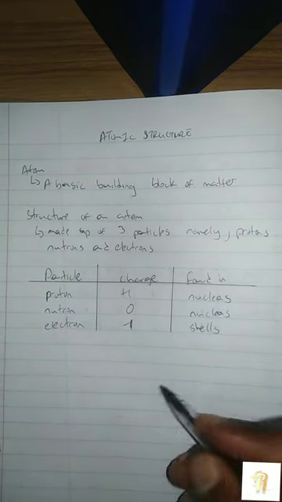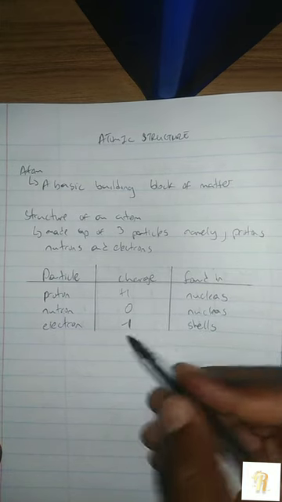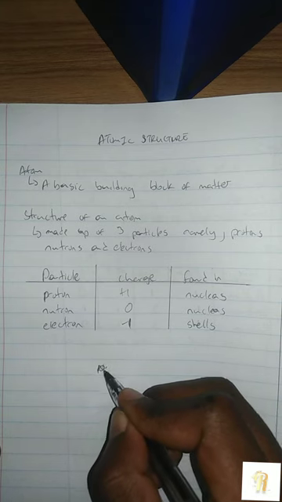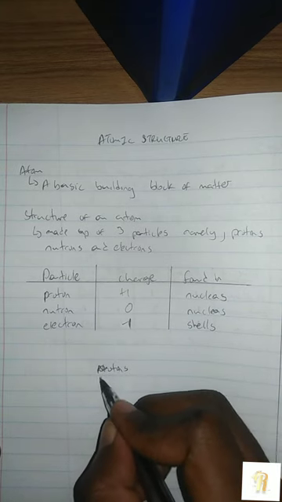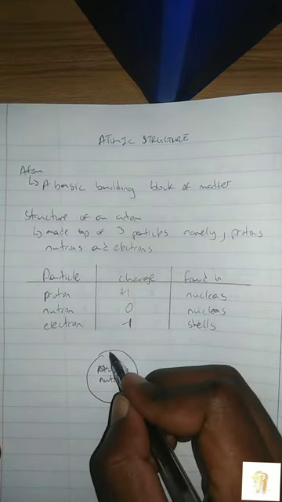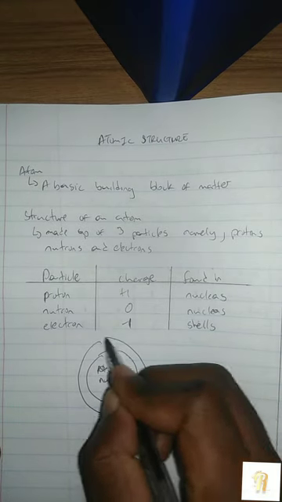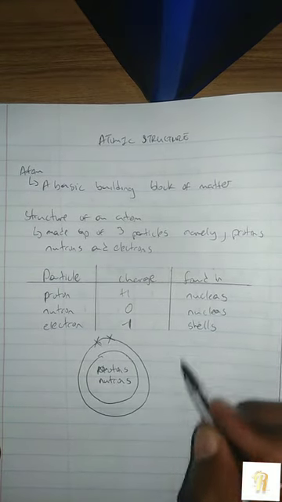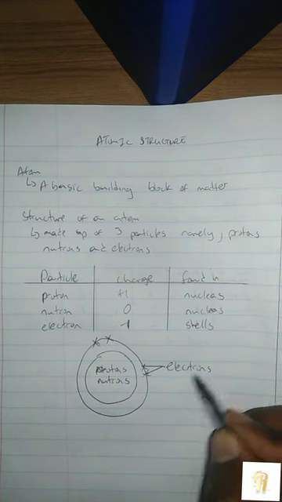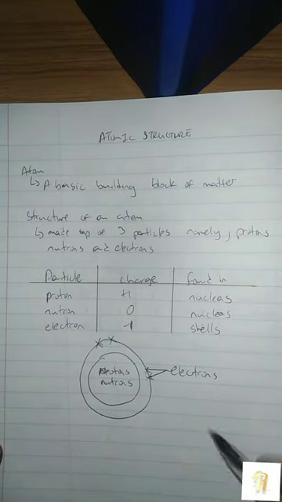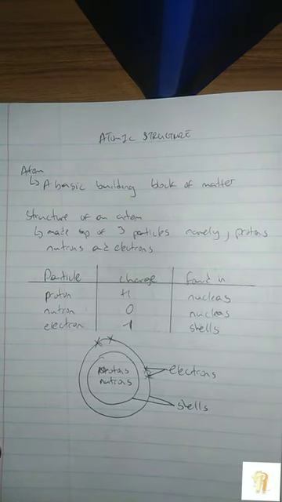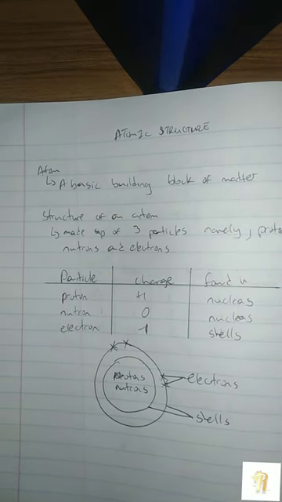So let's just sketch an atom. We have protons and neutrons in an atom, then we have shells and electrons. So these two are electrons, right? Then we have protons and neutrons inside. So these are shells. These are called shells, right?